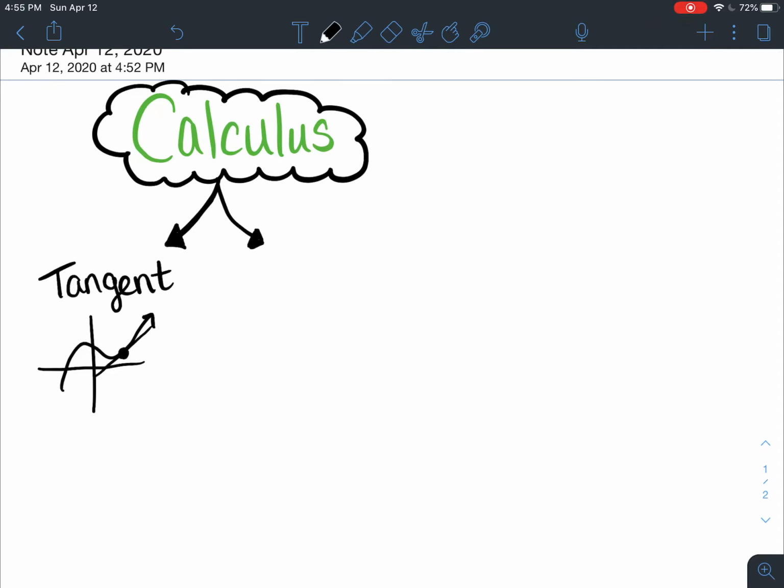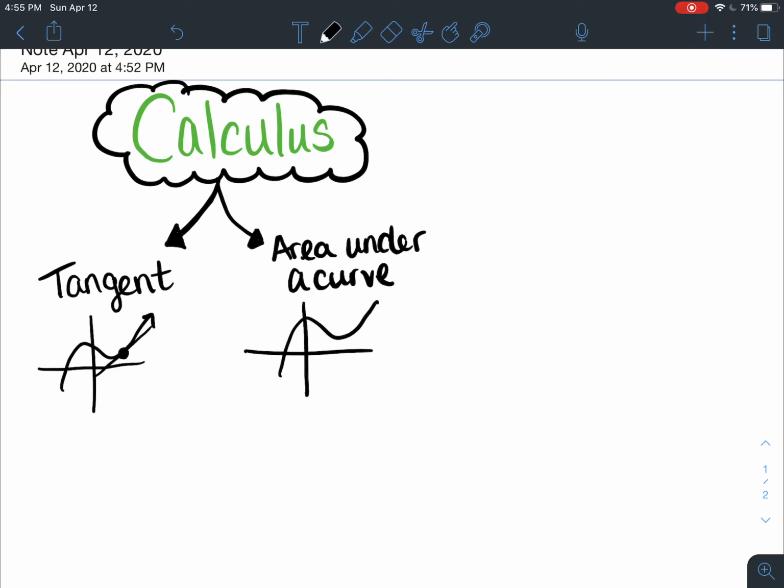And then the second problem that people wanted to figure out was about the area under a curve. So basically, if you took that same graph and you wanted to figure out, I want to know what the area is under the curve between these two points. Like, I want to know what this area is. Those two questions brought about calculus. And in this class, we're going to focus 100% on this.